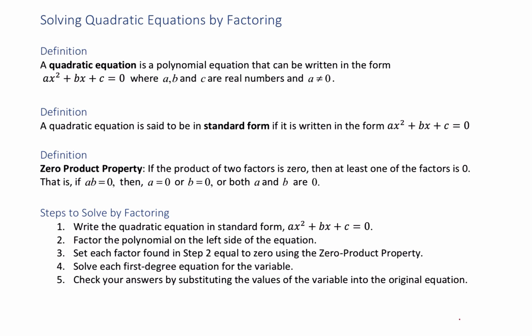The steps to solve by factoring are: 1. Write the quadratic equation in standard form, that is, set it equal to 0. 2. Factor the polynomial on the left side of the equation. 3. Set each factor found in step 2 equal to 0 using the zero product property. Step 4. Solve each first degree equation for the variable. And step 5, we can check our answer.